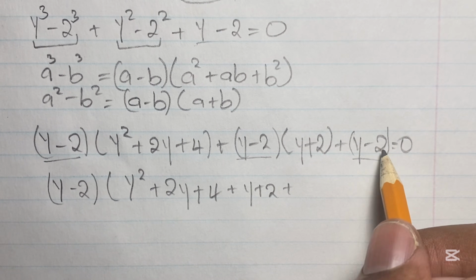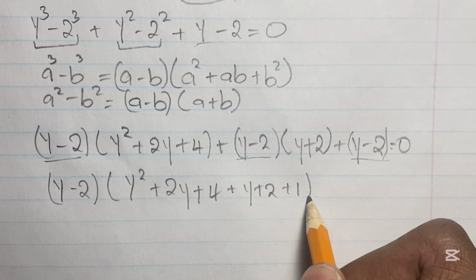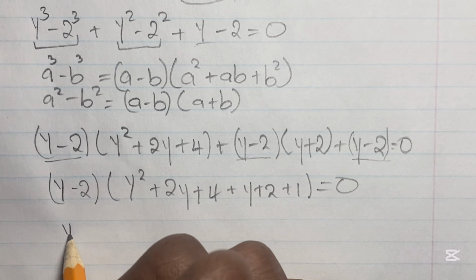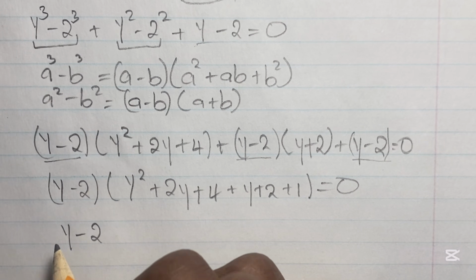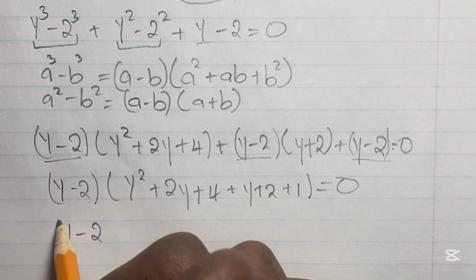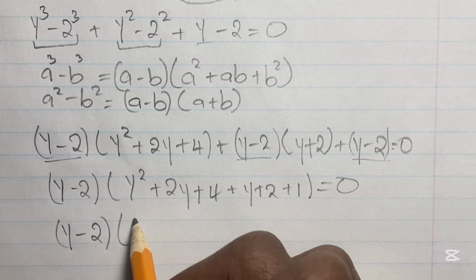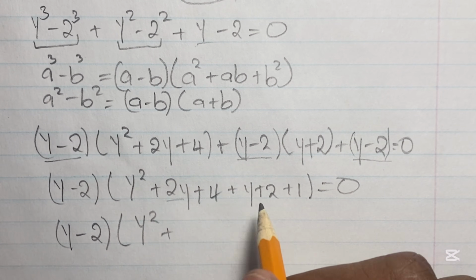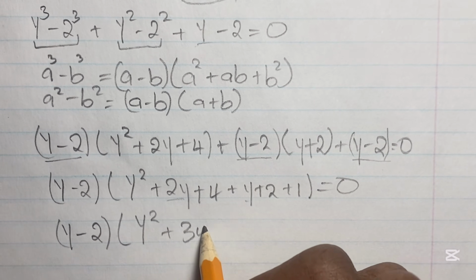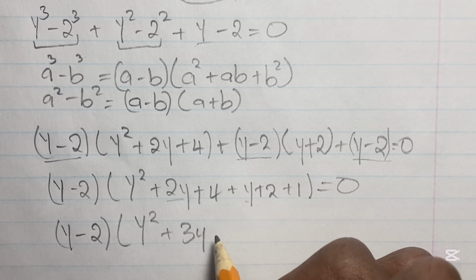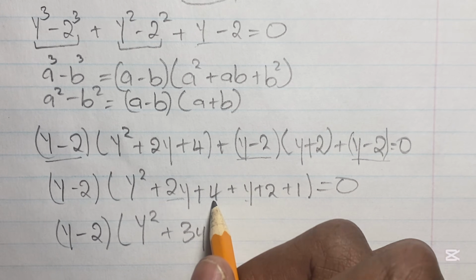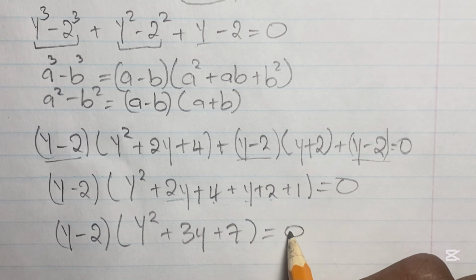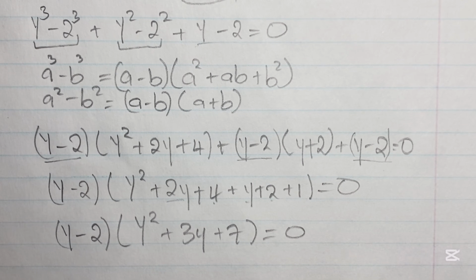And then from here we factor this by having 1. So we'd have plus 1, since y minus 2 times positive 1 gives us y minus 2. Then we have that equal to 0. And then from here we simplify our equation a bit further by saying y minus 2 in the first pair of brackets, and in the second pair of brackets we say y squared plus 2y plus 1y gives us 3y, and then we have plus, we're going to add 4, 2 and 1, so that's going to give us 7, and then this is all equal to 0.